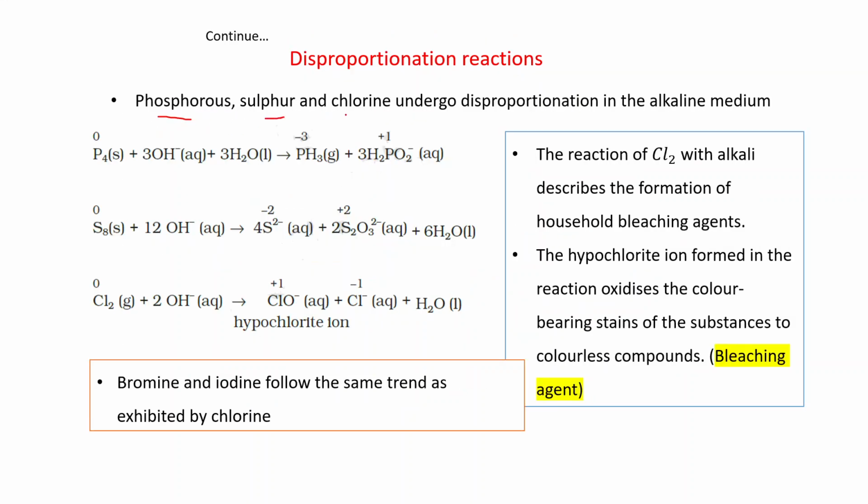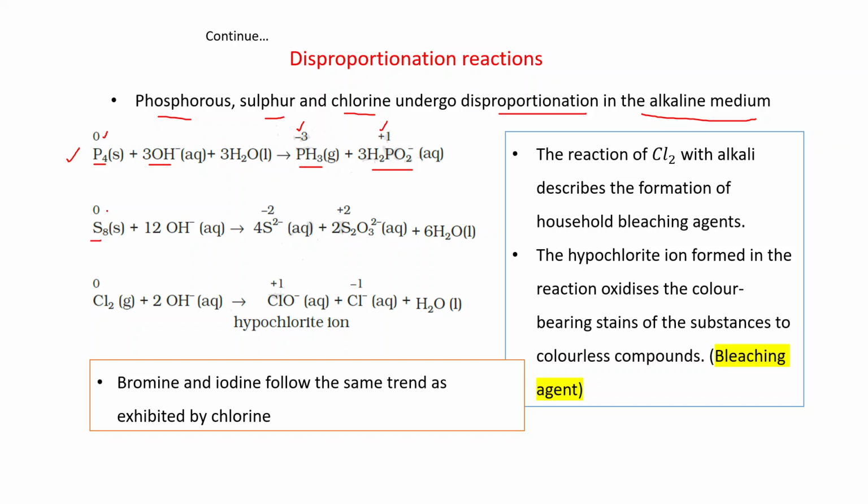Phosphorus, sulfur and chlorine undergo disproportionation in the alkaline medium. See the reaction: P4 with alkali will convert into PH3 and H2PO2 minus. The oxidation state of phosphorus in P4 is 0, as it is an element. On the product side, in PH3 it is -3, and in H2PO2 minus it is +1.